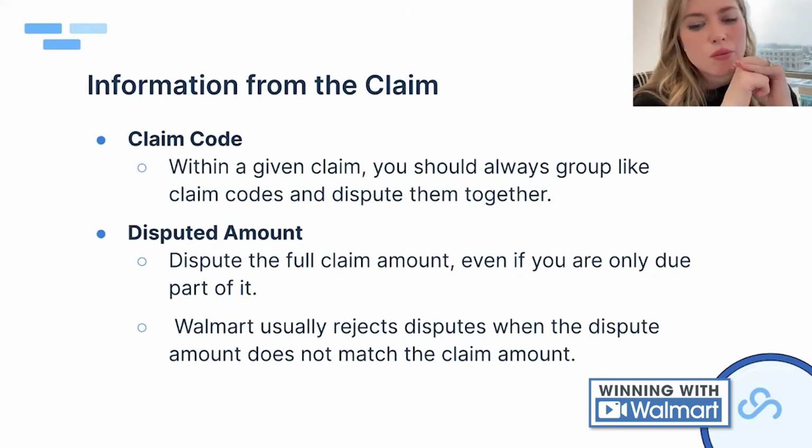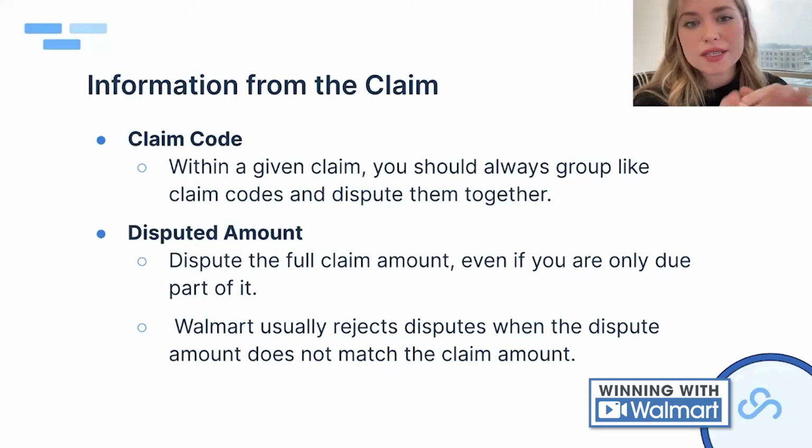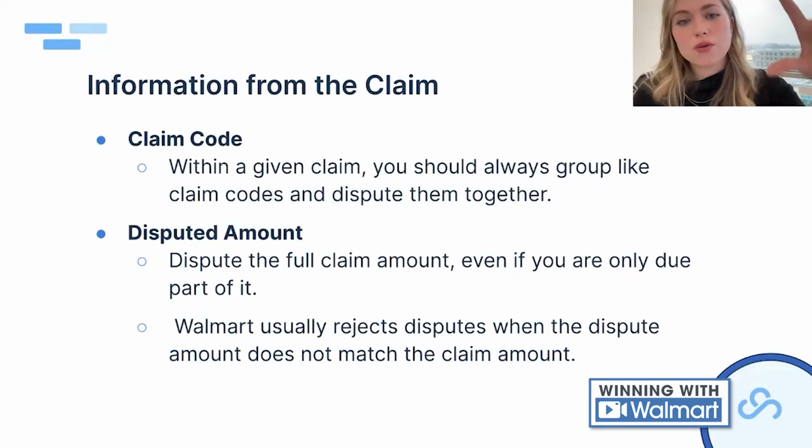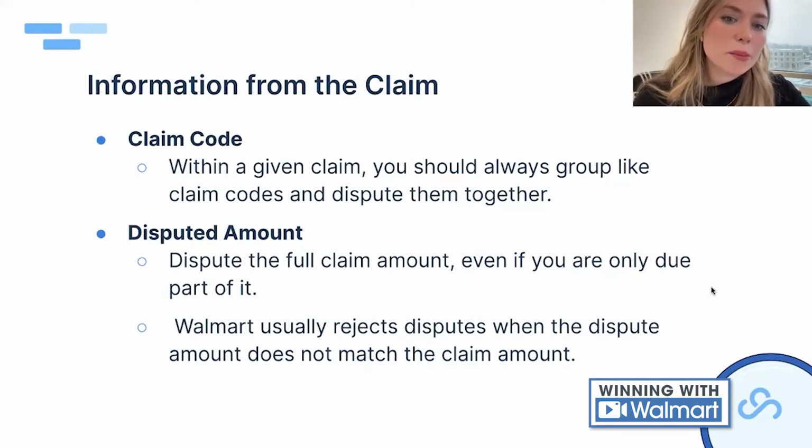So when Walmart moved from direct commerce to APDP, one thing that they did, which I know has caused a lot of work for people, is they actually split up different claims by item. So in some ways it was a lot more clear, but in other ways it was like, okay, how do I actually go and dispute this? You're going to want to group again, like claim codes, dispute them together, especially through APDP if it's on the same invoice.